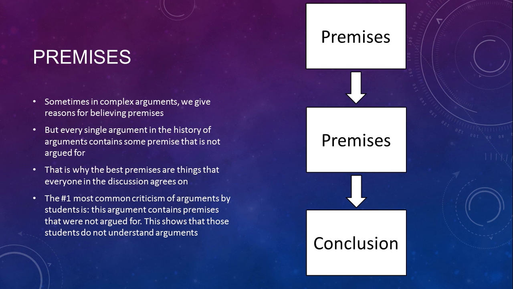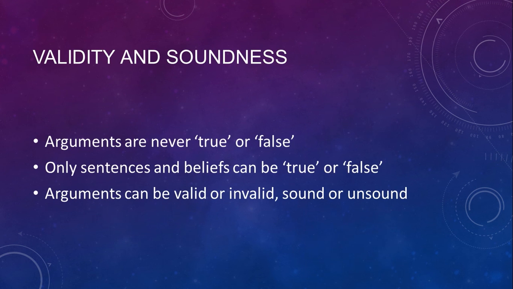Right, so premises usually come unjustified. Really good premises are ones that you can agree on. All right, so that was arguments, premises, conclusions, and inference. Now we're going to do validity and soundness.